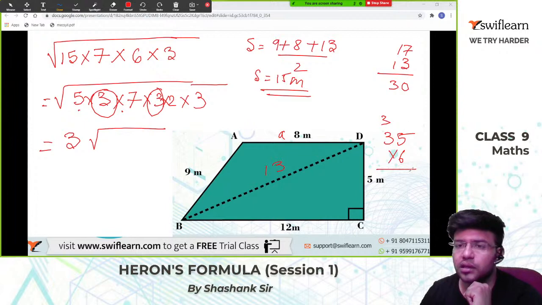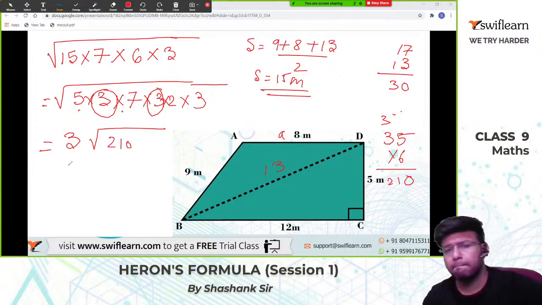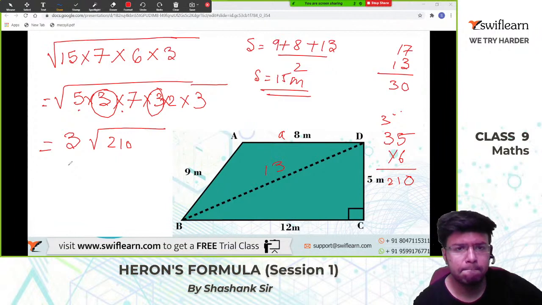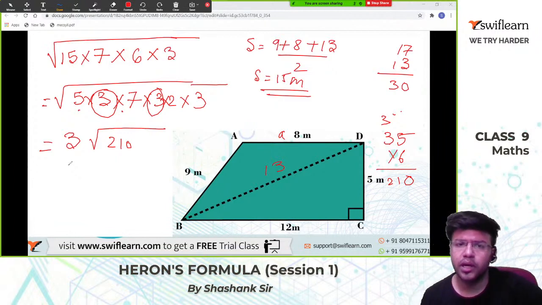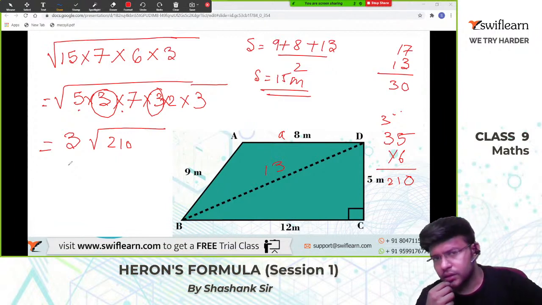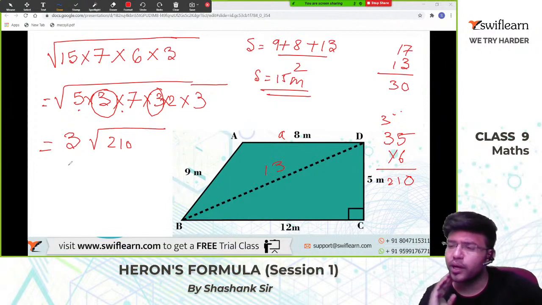Okay, 5 6 ja 30. 6 3 ja 18, 19, 20, 21, 210. Are we getting 210? No, 210 नहीं है. Okay, है. So do you know what is square root of 210?